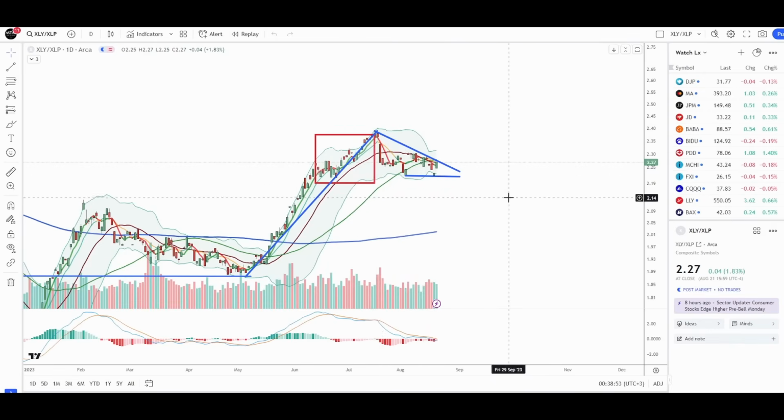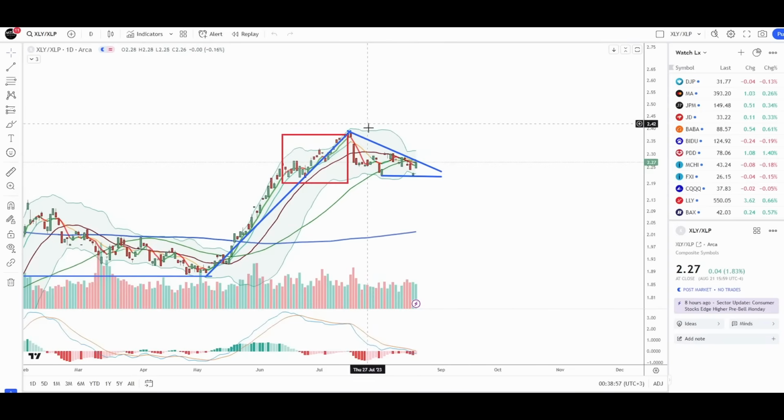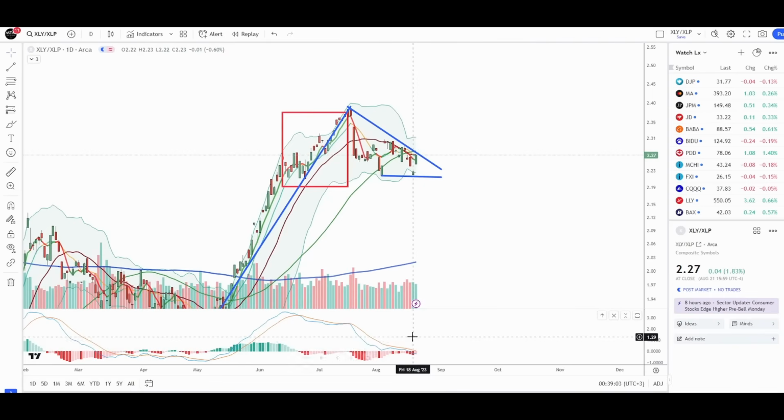XLY divided by XLP, we're now forming another bull pennant. Still really ping-ponging between these levels. The PPO is crossing below the zero line, so it is weak. This is consumer discretionary relative to consumer staples. So we're looking at stocks like Tesla and Amazon relative to more defensive names like Coca-Cola, Pepsi, Costco, etc.